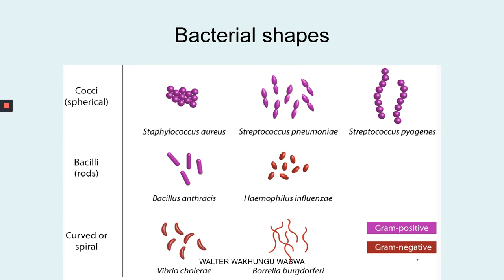So let's look at bacterial shapes that help us to identify different bacteria. The cocci are spherical in nature. Examples of cocci are Staphylococcus aureus, Streptococcus pneumoniae, which causes pneumonia in children, and Streptococcus pyogenes, which causes problems such as wound infections. The bacilli, which are rod-shaped, include Bacillus anthracis and Haemophilus influenzae. When you look at the color, you should be able to see that gram-positive bacteria look different compared to gram-negative.